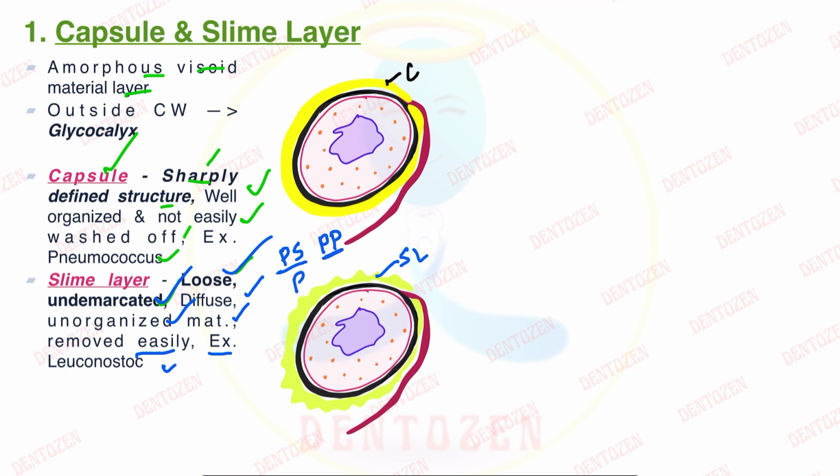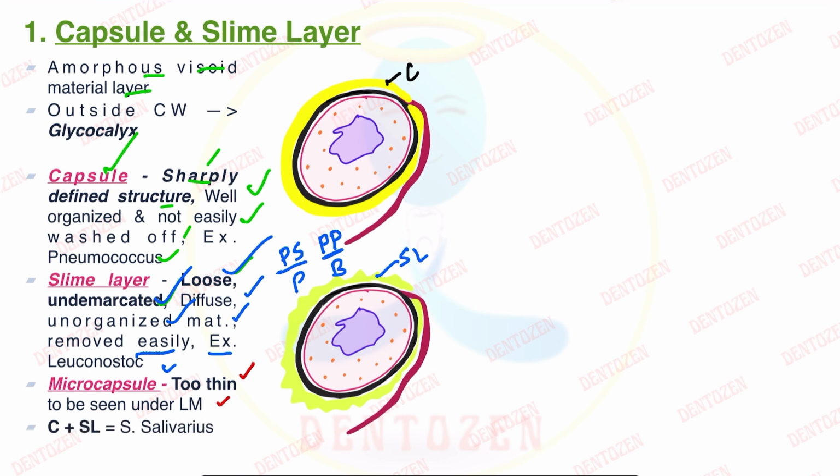Now, what are microcapsules? If a capsule is too thin to be seen under a light microscope, then it is called a microcapsule. Micro means small. It is too thin. Now, some bacteria may have both slime layer and capsule. An example of such bacteria is Streptococcus salivarius. So, both capsule and slime layer, that can be your entrance question.